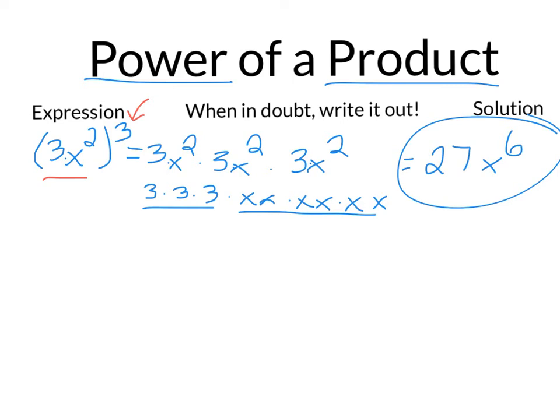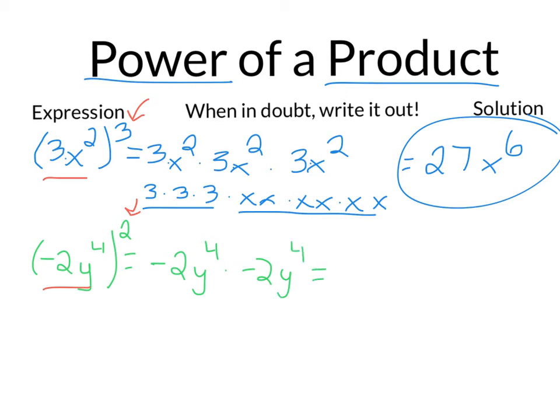All right, next one, -2y to the 4th, and then that squared. So this exponent tells me 2 of those. So -2y to the 4th times -2y to the 4th.